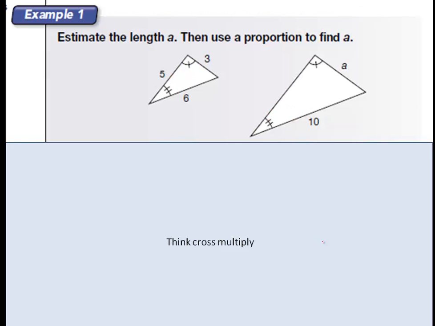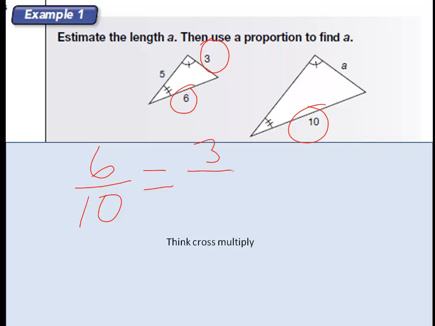All right? So let's see how we can do that when we don't have all the numbers. All right, so estimate the length of A. All right, so we're going to think of cross multiplying. In this particular circumstance, we're going to go ahead and look at the ones we do know. Okay, so we do know that 6 and 10 correspond. 6 corresponds with 10. So that's going to be equal with 3 corresponding with what?